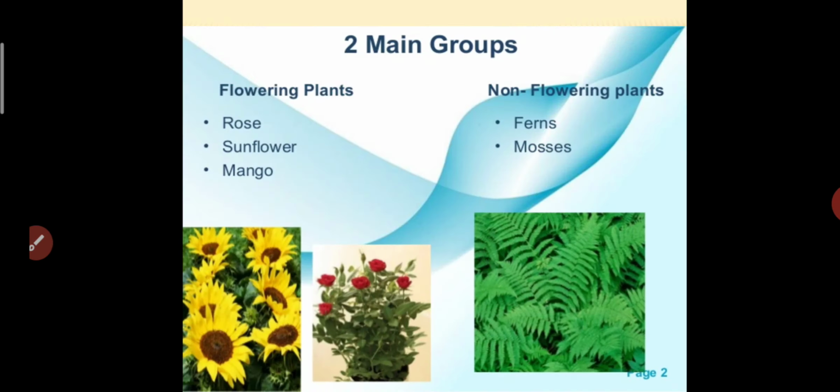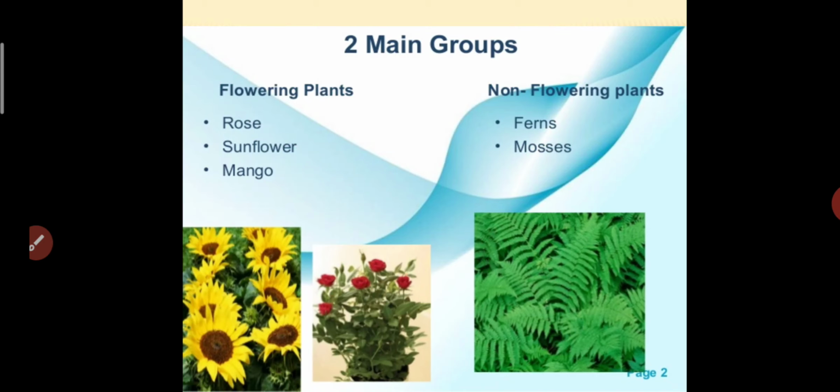See students, we have seen in our nature two main groups. One is the type of plants which have given flowers, and the other is the type of plants which have not given flowers. So on this basis, two broad groups are there. The first one is flowering plants and the second one is non-flowering plants. They are also further divided into many subgroups.